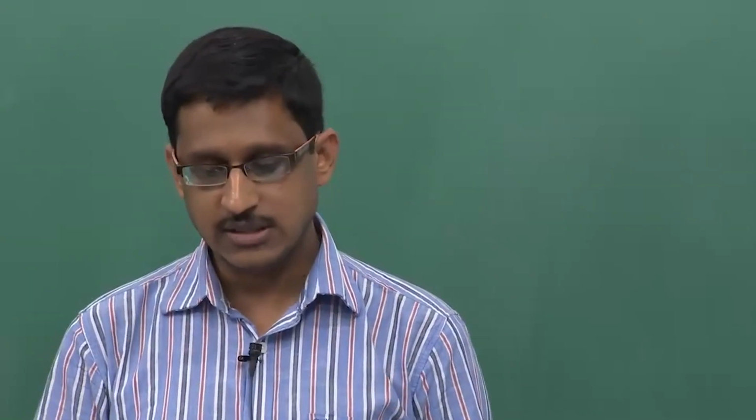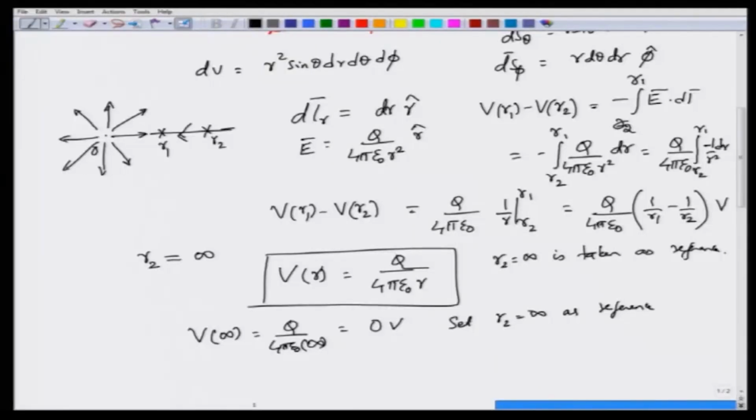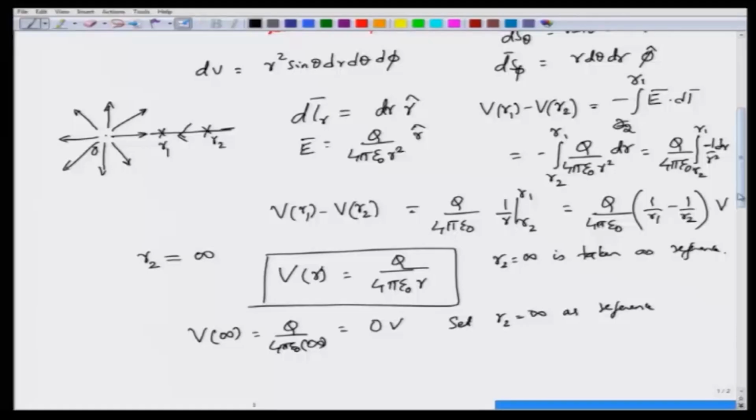It is interesting to note that the potential goes as 1 by r. You can start suspecting some relationship between V and E, although we have already obtained that relationship here. You can try to think of the inverse relationship. V was obtained as the integral of the electric field, so you would suspect that the electric field will be the derivative of voltage, and we will get to that. So, we have set R2 equal to infinity as our reference point.